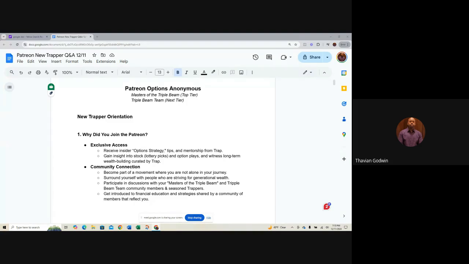You can put it on pause and take your time and look at all the ticker symbols and what he has at that time. If you're in the Patreon, Masters of the Triple Beam and Triple Beam team, looks like you are, that's why you're in this call now. You can go to the chat, the main page chat, and get those plays in real time. And I'll show you that here also on my slides.